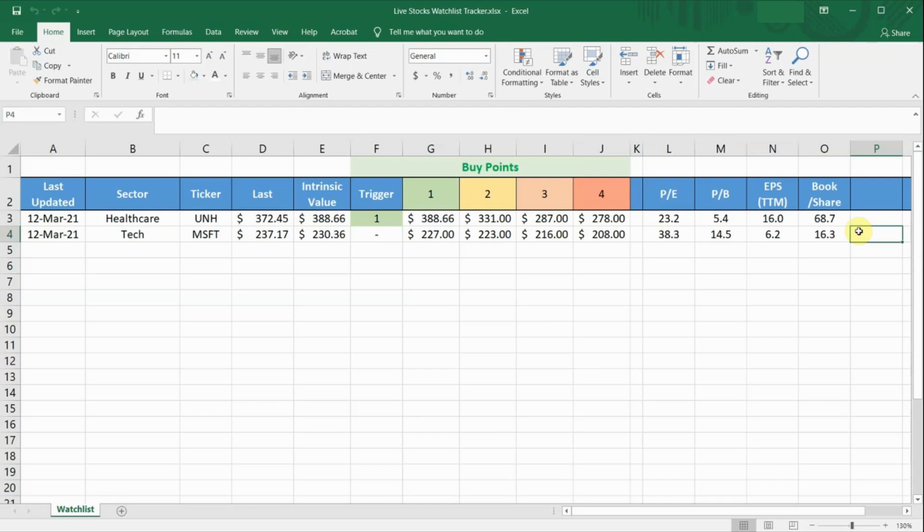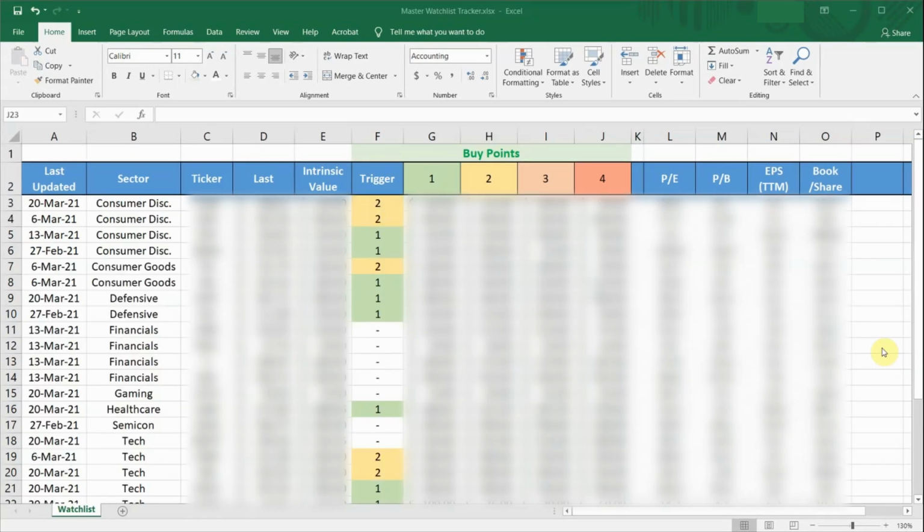So if you recall, at the start of this video, I mentioned putting in the sector of the stock in column B. This is my own personal watch list. As you can see, I have a list of stocks that I'm looking to invest in from various industries and sectors. By putting in the sector together with the color coding of my different buy points, it gives me a sense of the current market sentiments, or more specifically, which sectors of the stock market are currently overvalued and which sectors are undervalued. So you can see in one glance that the stocks from the consumer discretionary, consumer goods, and defensive sectors are still pretty much undervalued, and they have reached some of my buy points.